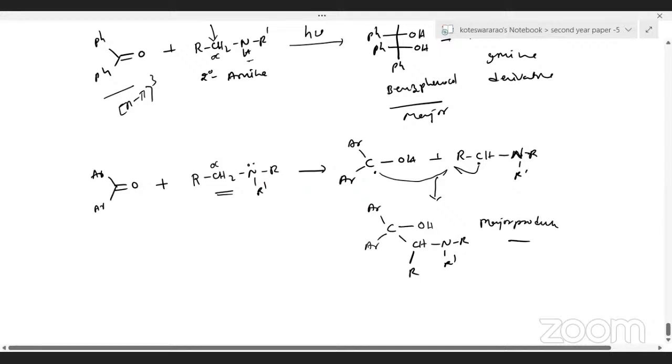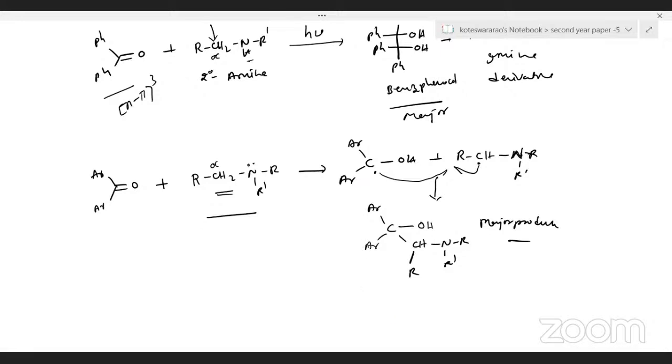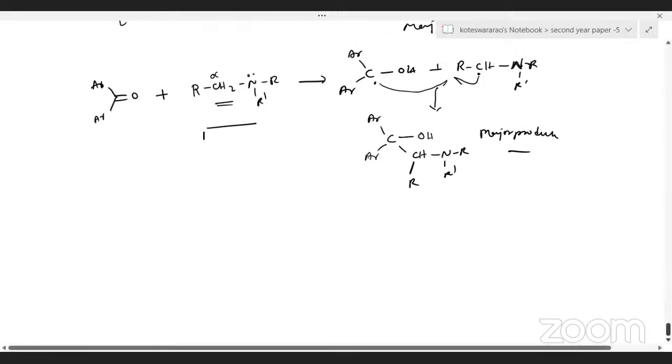When the tertiary amine is participating in the reaction, the major product is obtained as this substitution reaction. Right. Now, this is also known as photoreduction. Coming to the next reaction, it is also similar to the photoreduction type of reaction.